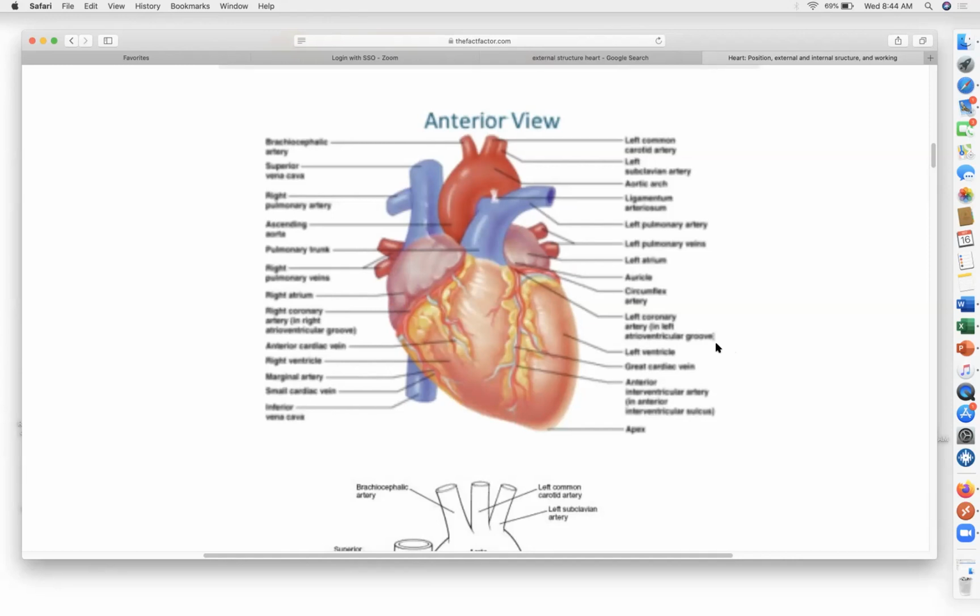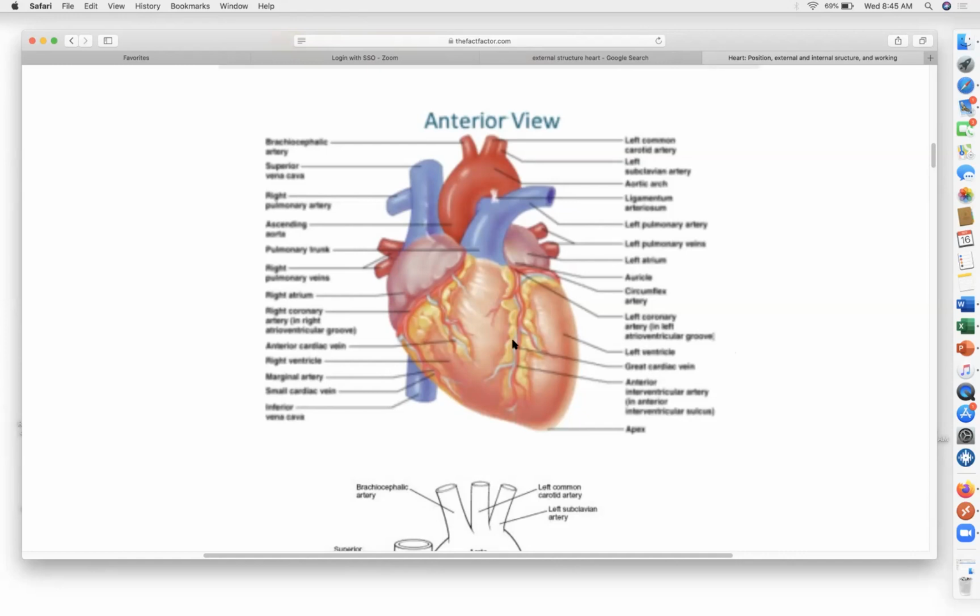How do you know it's the anterior view? Well, first of all, you know it's the anterior view because who do you see up front? You see the two small rooms or chambers, the atria. And remember, we have to look at it from the perspective of our patient. So this side is, of course, right. This side is, of course, left.